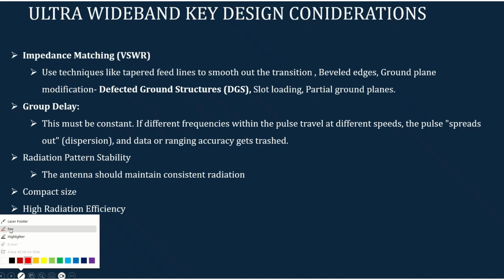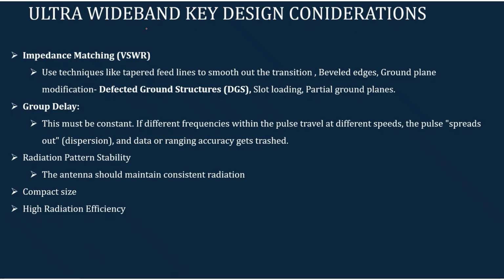Next, let's see what the important things to be considered while designing an ultra wideband antenna are. One of the important things is impedance matching, because we know that it has to match from 3.1 to 10.6 gigahertz. So we have to make some modifications to the feed lines or the ground to obtain this wide bandwidth. Some of the techniques can be tapered feed lines or beveled edges, and ground plane modifications like the use of defected ground structures, slot loading, or partial ground planes. These are some of the techniques that can be used to obtain ultra wideband impedance matching.